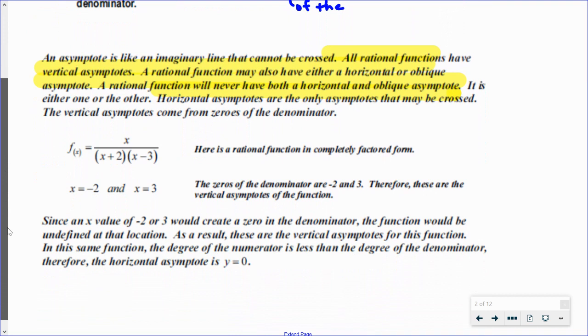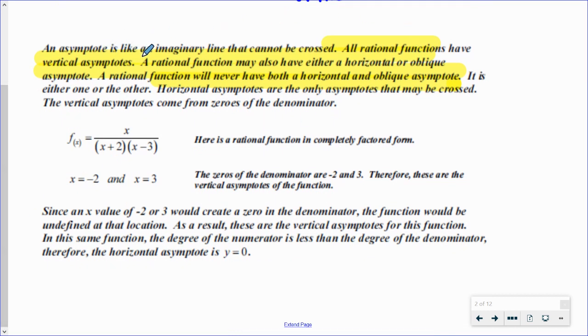And so we just finished talking about the fact that an asymptote is like an imaginary line that cannot be crossed. That is true for vertical asymptotes, but not necessarily true for horizontal or oblique asymptotes. Here's an example of how we would calculate some of those.